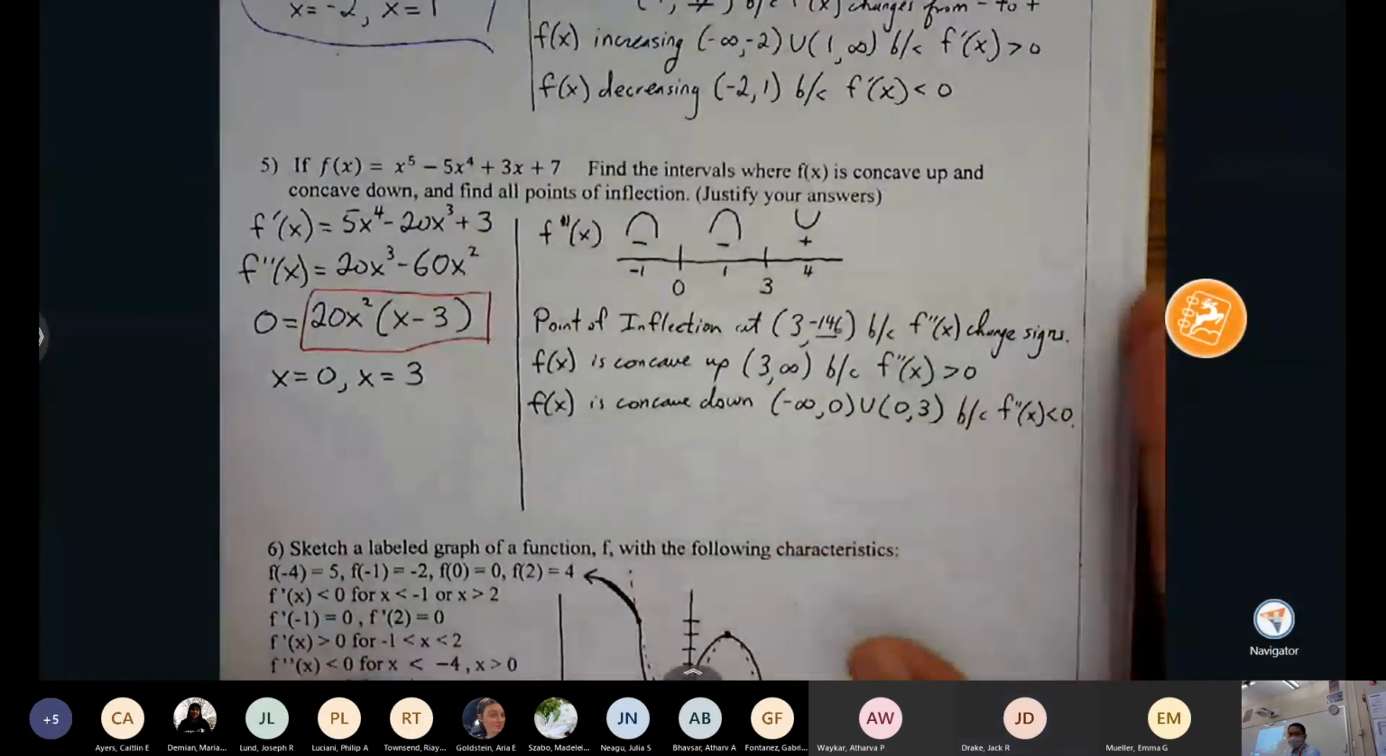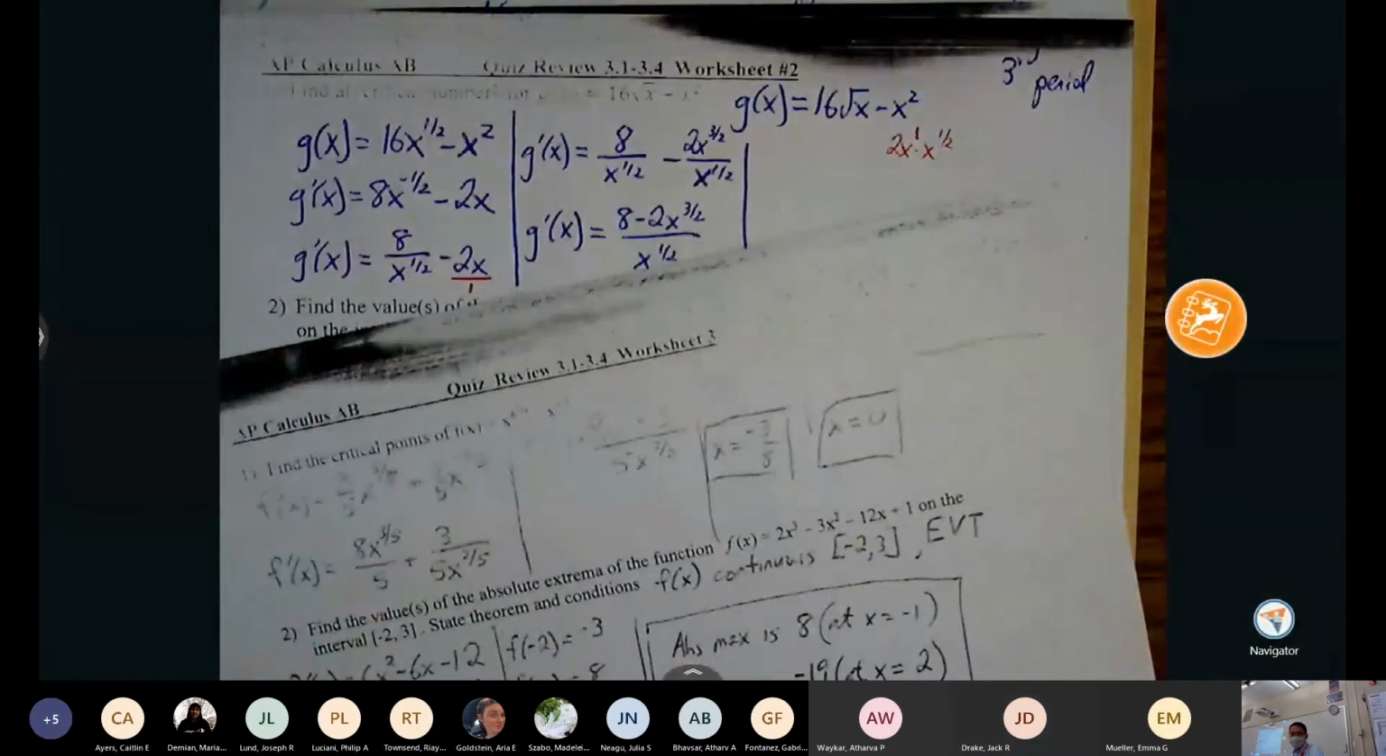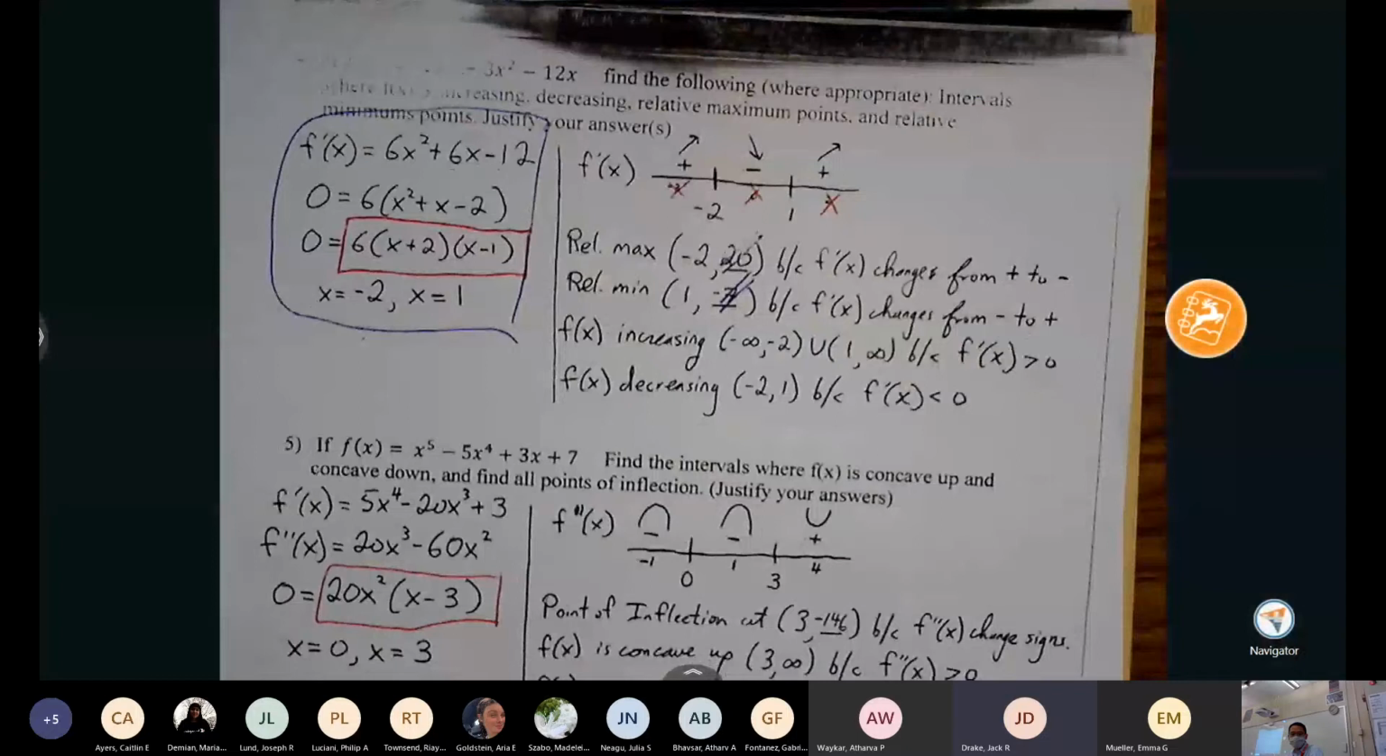Mr. Yang, what page is that? This is worksheet 3, page 2, from yesterday.